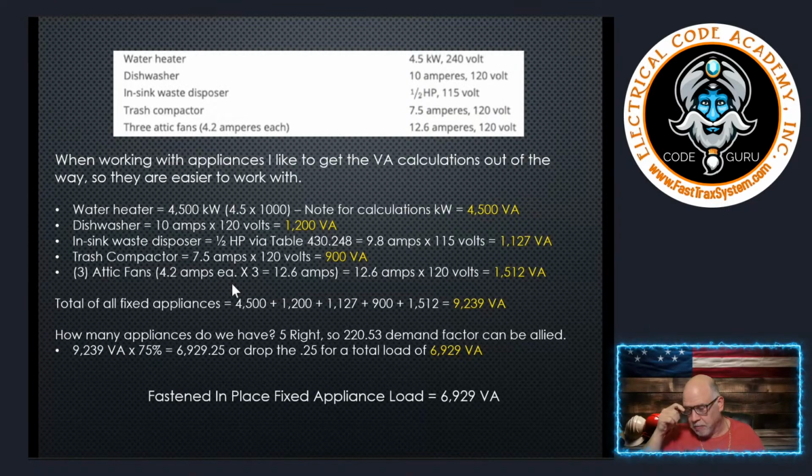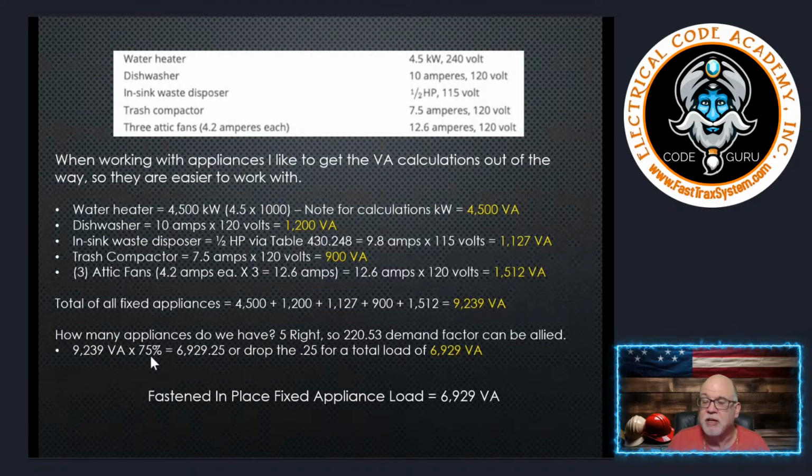Now, remember, if you only had 3 or 2 or 1, then you're not going to apply any demands. You just put the total amount here, and that's what's going to transfer over to your calculation. But we obviously have 4 or more. So now I'm going to apply the 75% to that. So I take that 9,239 and I multiply that by 75% or 0.75 if you're using a calculator and you don't want to use percentages, then you can use it.